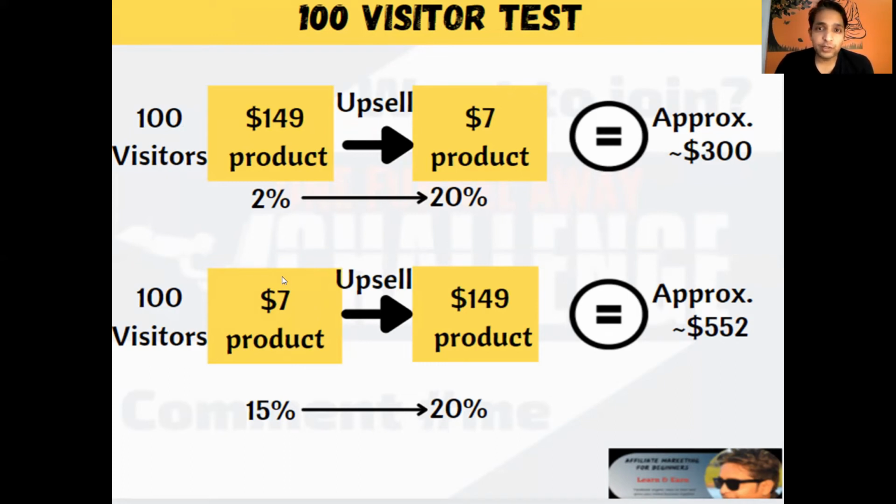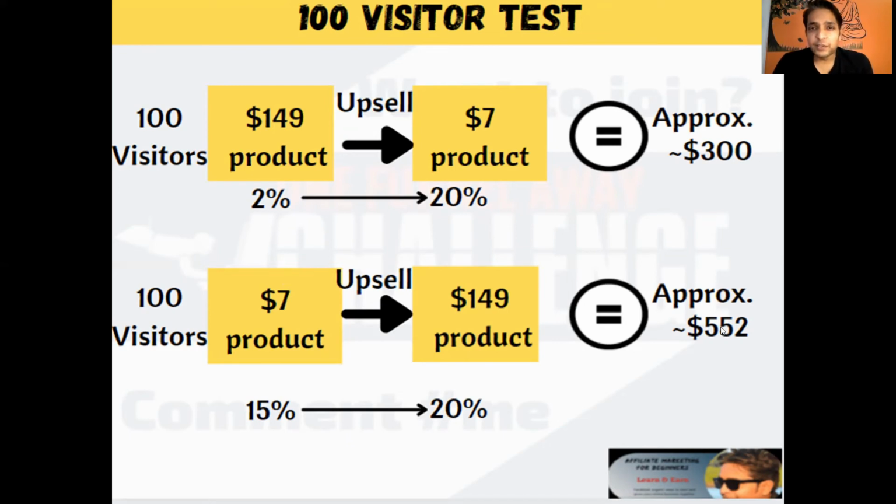They have provided this offer, and it was irresistible. So around 15% of people bought that $7 product. Out of 100, 15 people buy that $7 product, and out of those 15, 20% bought the upsell product of $149, right? So out of 15, 3 people bought the $149 product. By this, the total sale was around $552.